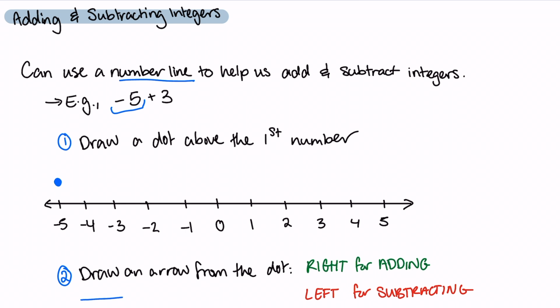So we're going to draw an arrow from the dot, and we're going right for adding and left for subtracting. So here we're going to be adding 3. So since we're adding, we're moving to the right. And since we're adding 3, we're moving to the right 3 spaces. If we were subtracting, we would be moving to the left. So we're going to move to the right 3 spaces. So that's going to be 1, 2, 3. So -5 plus 3 is going to equal -2. And that's how you do that.